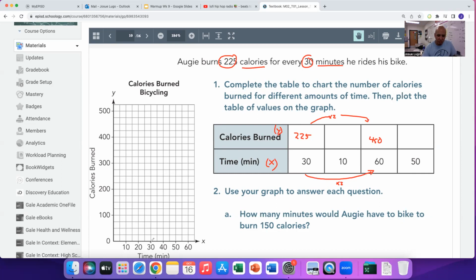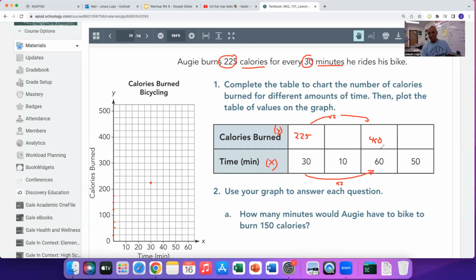In fact, when time is 30, calories burned is going to be 225. Notice that these squares going up are going by 25. So we have 25, 50, 75, 100, 125, 150, 175, 200, 225. So if I just draw a line, at 30 we go all the way up to 225. So that's where the point would go. That's why the point is right here.